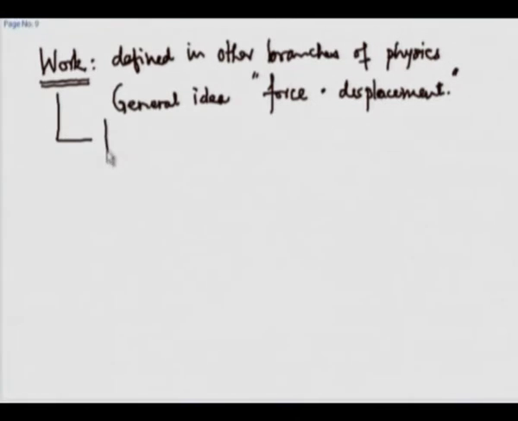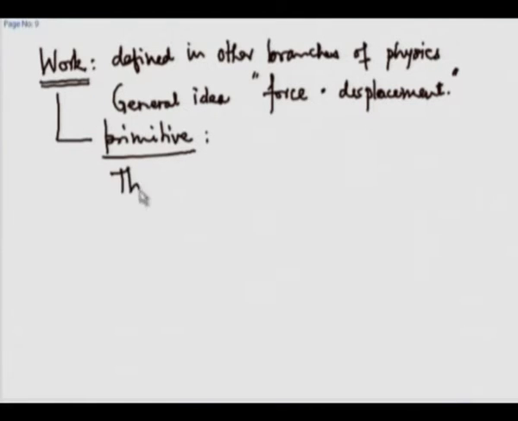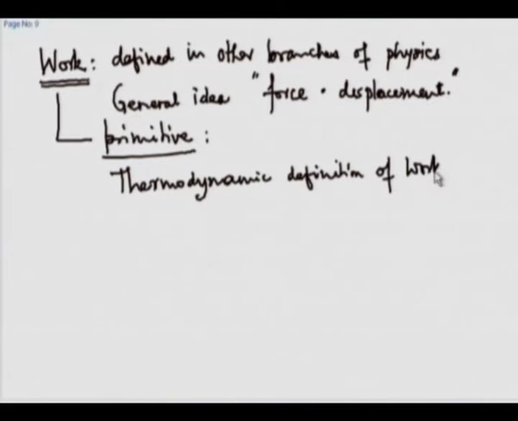In thermodynamics, we do take work as a primitive because it is defined in other branches of physics. However, since thermodynamics does not concern itself only with work, it concerns itself also with the non-work interaction, that is the heat interaction type, we do not want to create any confusion about the idea of work. So, we will soon define or redefine and come up with a thermodynamic definition of work. But before that, let us take some illustration.